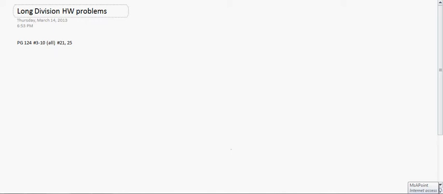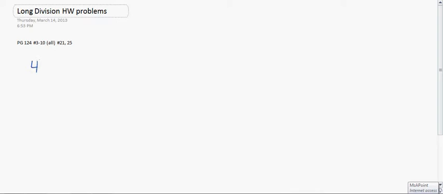And then in a second video or third video, I will do an example of 21 or 25 where you have to use long division to factor a function completely. So let's start off by just looking at number 4.